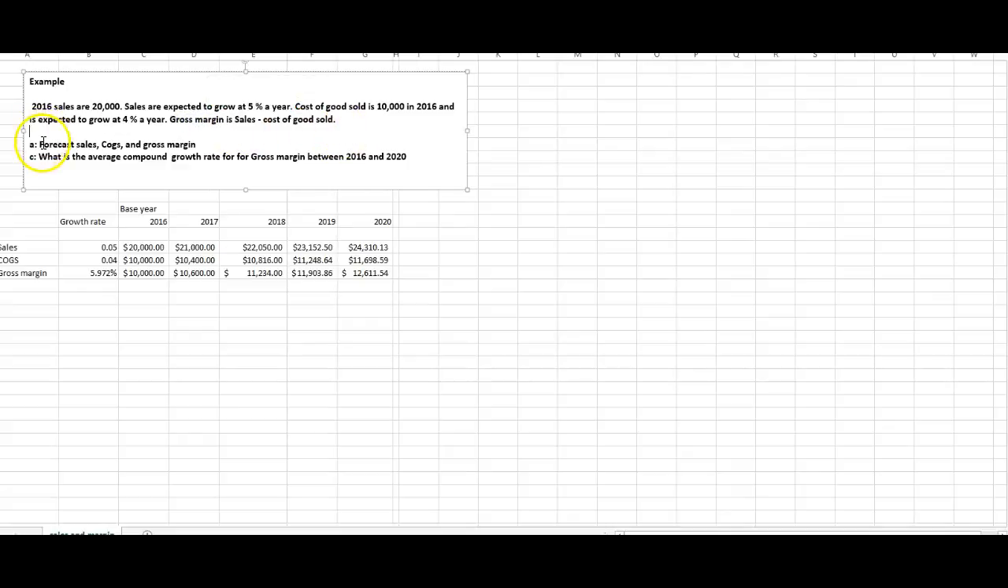So the question is forecasting sales, forecasting cost of goods sold, forecasting gross margin for each year, and also calculating what is the average compound growth rate for the gross margin between 2016 and 2020. We know that the growth rate given to us for sales is 5%, and for cost of goods sold is 4%. So here are the answers.